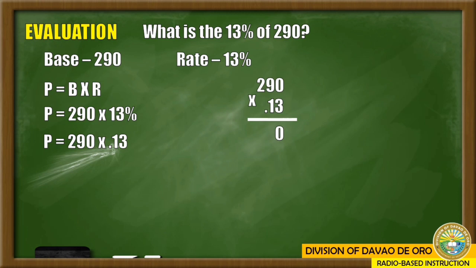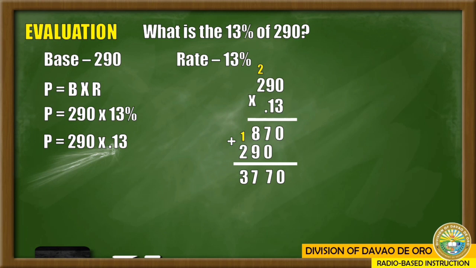3 times 9 is equals to 27. Bring down 7, carry 2. Then 3 times 2 is equals to 6, plus 2 is equals to 8. Then we will move to another number. 1 times 0 is equals to 0. 1 times 9 is equals to 9. 1 times 2 is equals to 2. Then we will add. So we will bring down 0. Then 7 plus 0 is equals to 7. 8 plus 9 is equals to 17. Bring down 7, carry 1. Then 1 plus 2 is equals to 3.